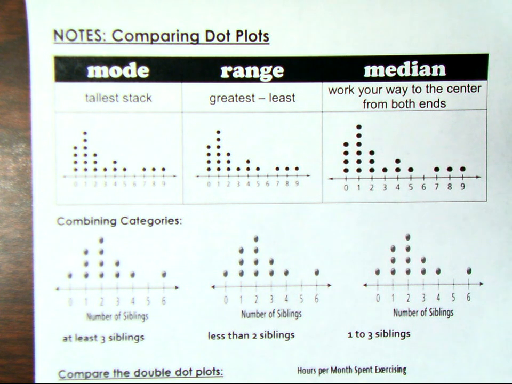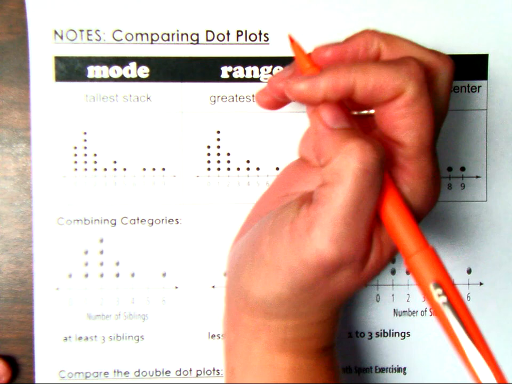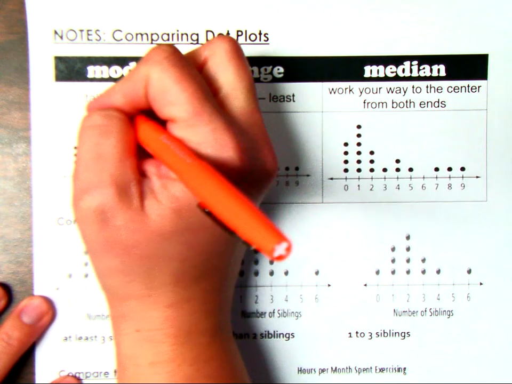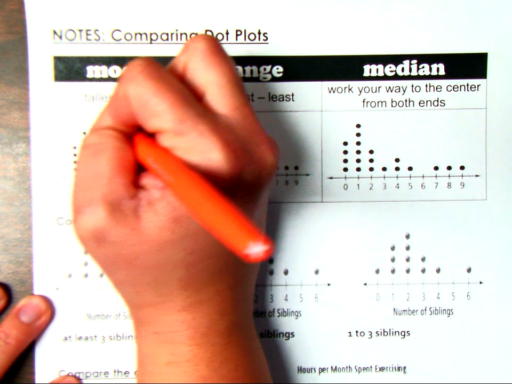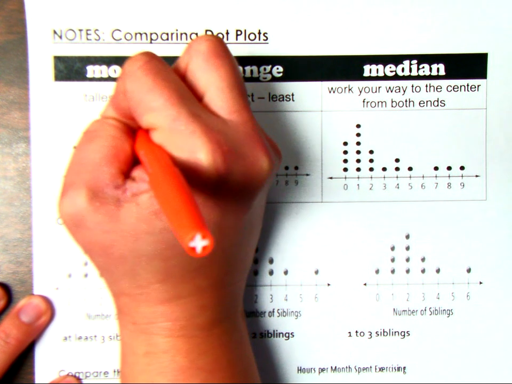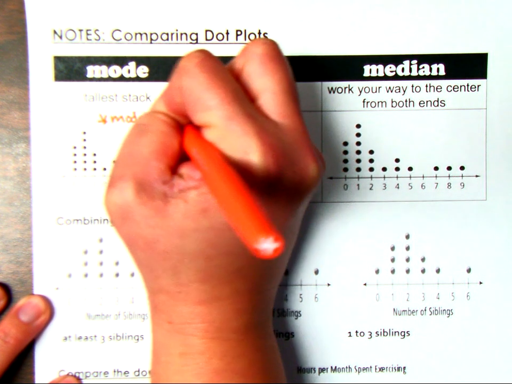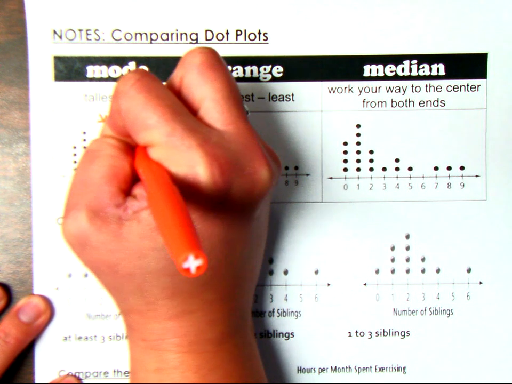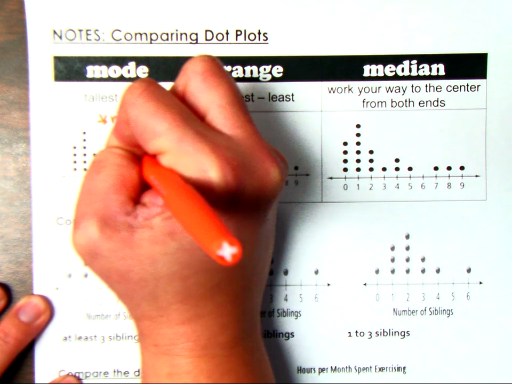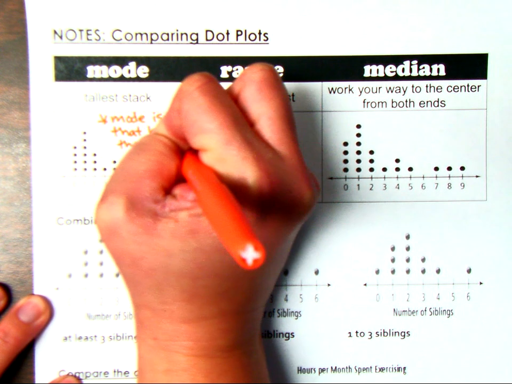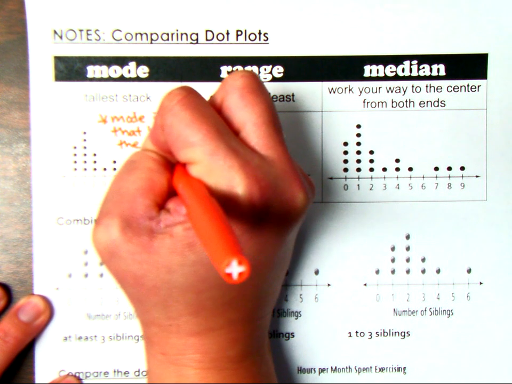So remember, mode is something that happens the most often. Mode is the number that appears the most often, however you want to say that.